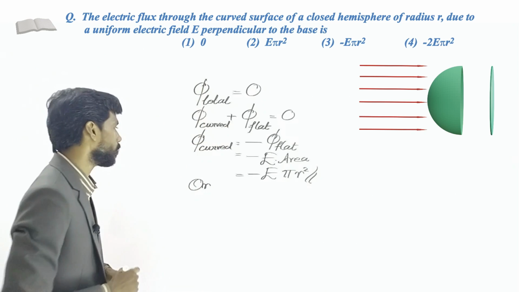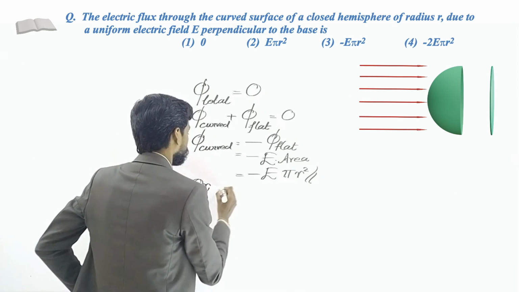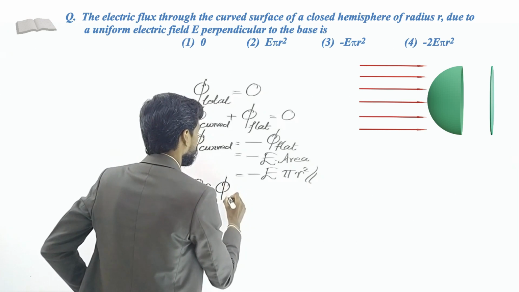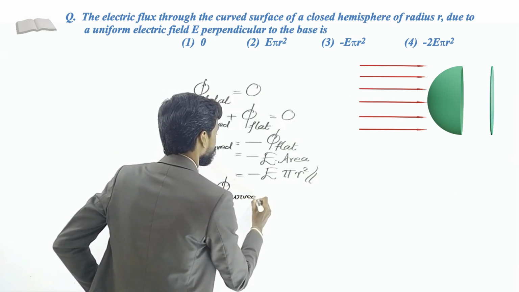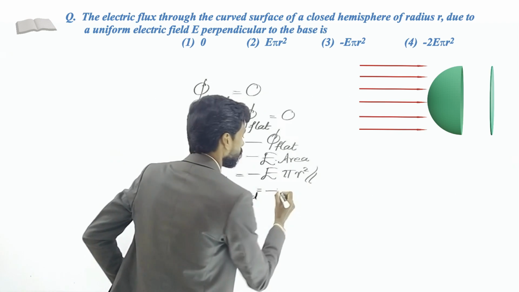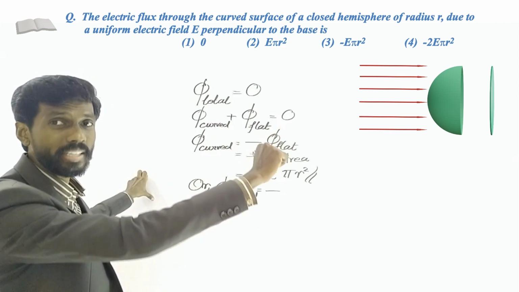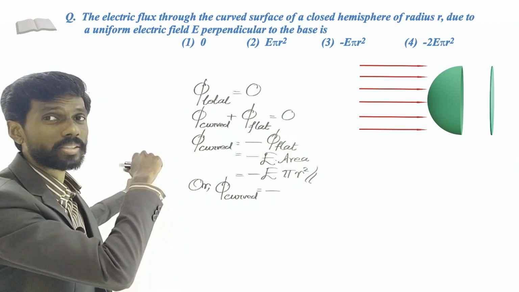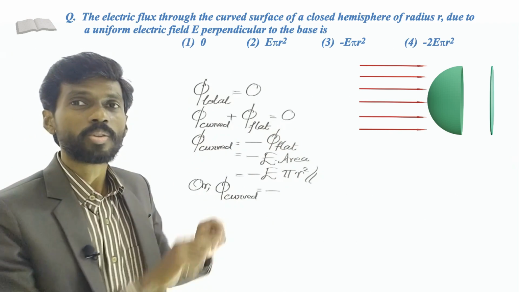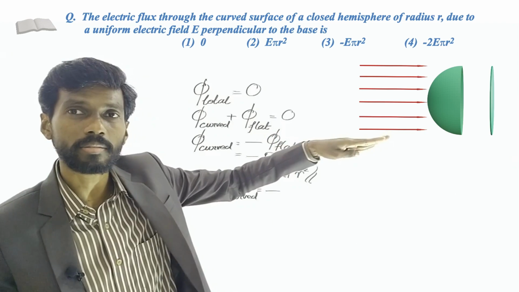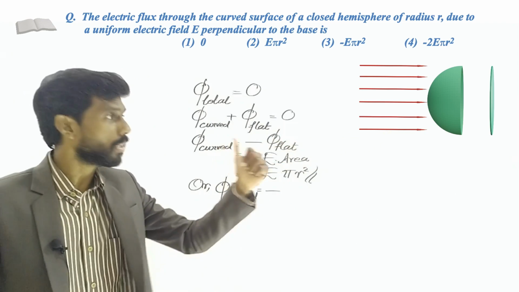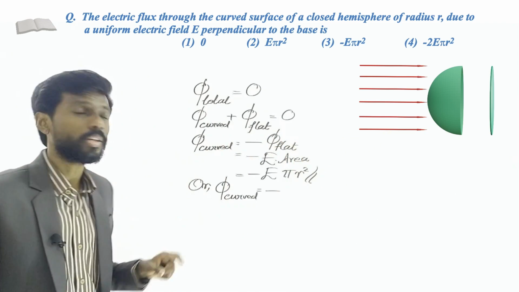So to find the electric flux through the curved surface, that equals minus. Why minus? Because the normal to the surface is pointing in the opposite direction to the electric field lines. This is the direction of the electric field lines, the positive direction, but the normal to the surface is in the opposite direction, so minus, right?